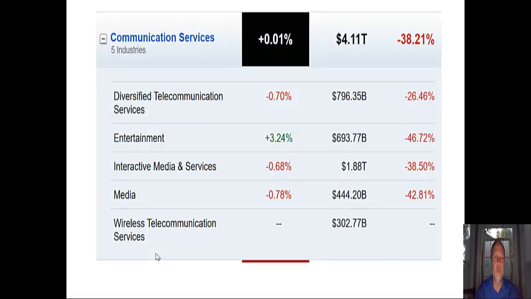Communication services was largely split out of the IT sector, so it is also largely IT and has been the worst performing sector this year, down 38%. It has the 5 listed industries, with interactive media and services being the largest at close to 2 trillion, and the others in the several hundred billion range. Interactive media, of course, includes companies like Facebook that have not done particularly well this year. The total size is $4 trillion for communication services.